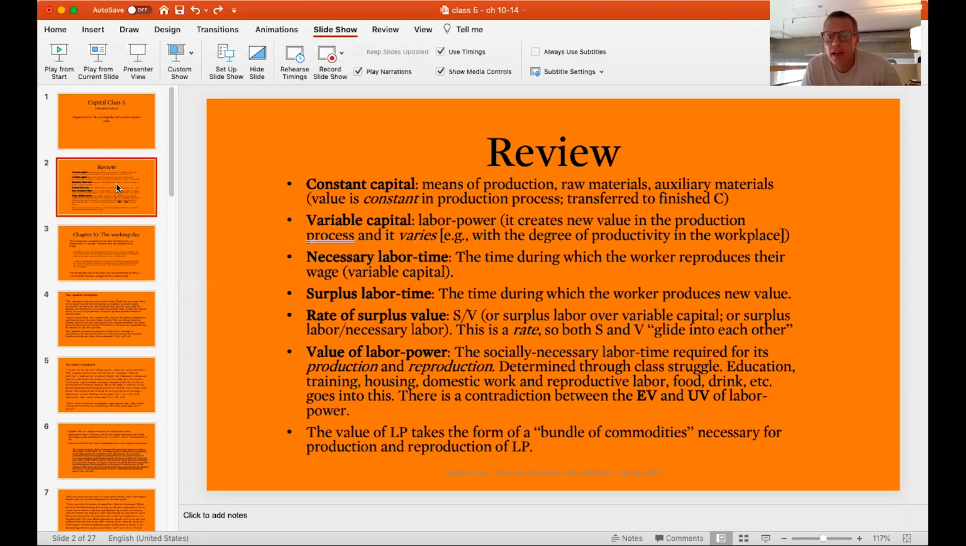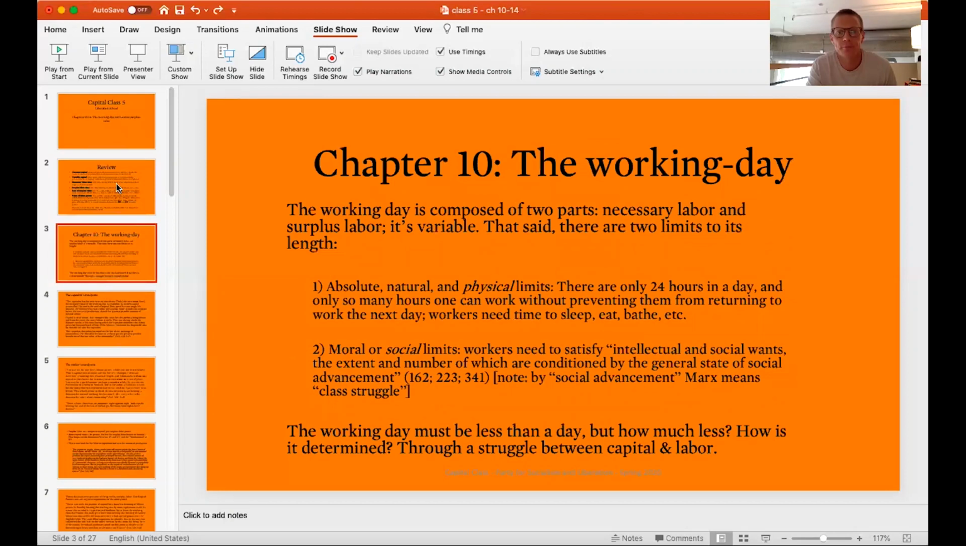And further, the value of labor power takes the form of a bundle of commodities necessary for the production and reproduction of labor power. And these can be sort of determined at various levels of society. So for example, depending on the cost of living, the cost of education in a particular city, location, industry. So chapter 10, as we know, the working day is composed of two parts.